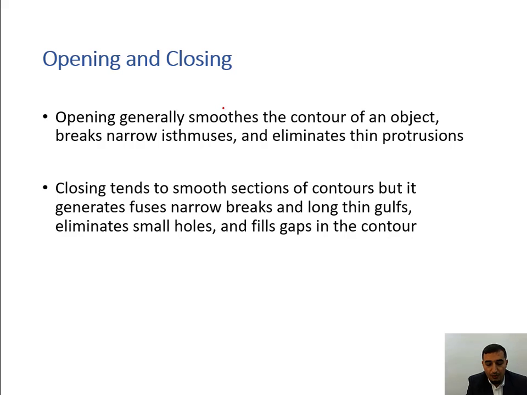Now, why do we need these properties? Because we want to go into opening and closing of images. Opening generally smooths the contour of an object, breaks narrow elements, and eliminates protrusions of an image. Closing, on the other hand, smooths sections of the contours, but it generates and fuses narrow breaks and long thin gulfs. So it eliminates small holes and fills gaps in the contour. So we have closing and we have opening.